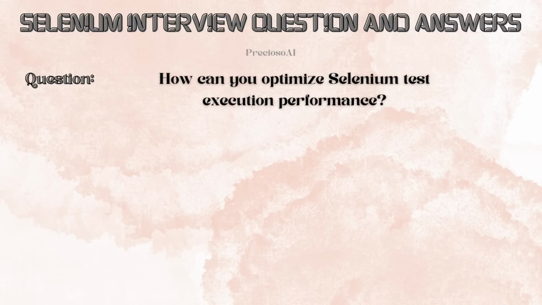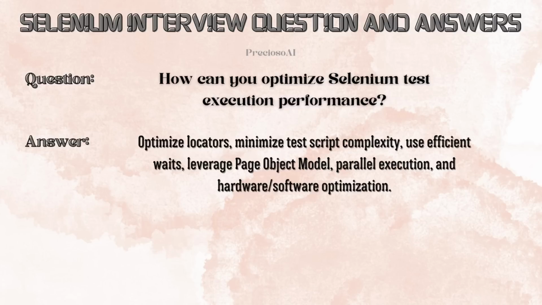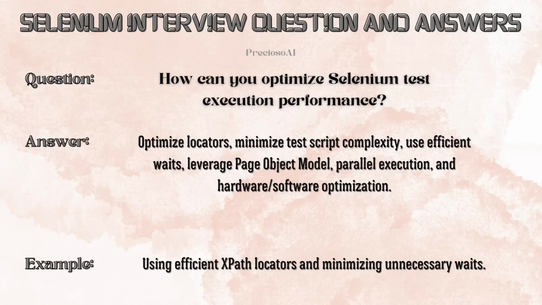Next question, how can you optimize Selenium test execution performance? And the answer is optimize locators, minimize test script complexity, use efficient waits, leverage page object model, parallel execution, and hardware, software optimization. For example, using efficient XPath locators and minimizing unnecessary waits.